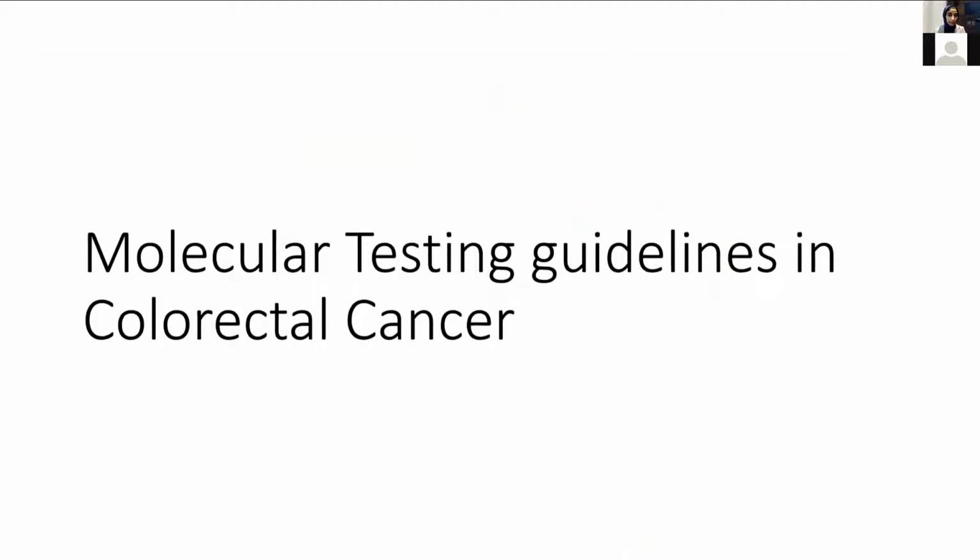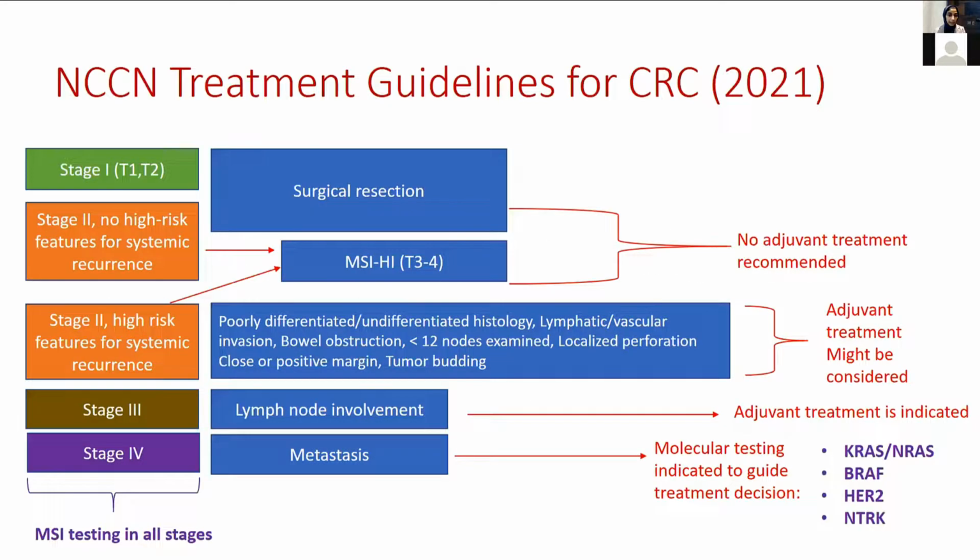So let's move forward and talk about the molecular testing guidelines in colorectal cancer. So I just want to highlight briefly the NCCN treatment management guidelines for colorectal cancer broken down by stage. As you can see here, most of our targeted therapy and molecular testing would be for stage 4, that's the metastatic disease in colorectal cancer.